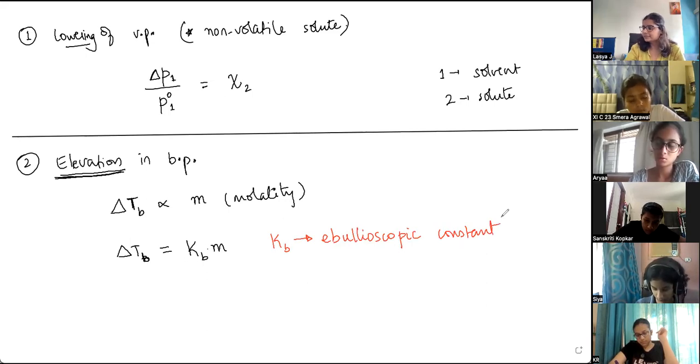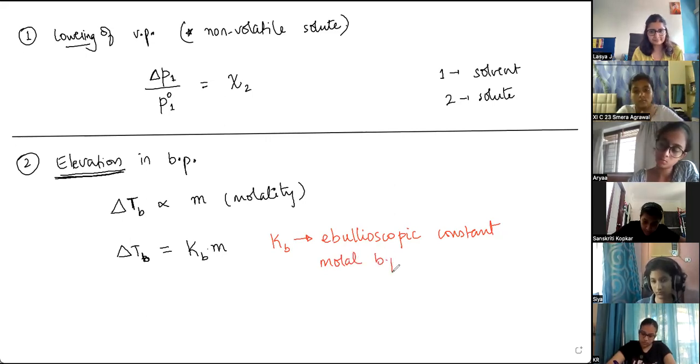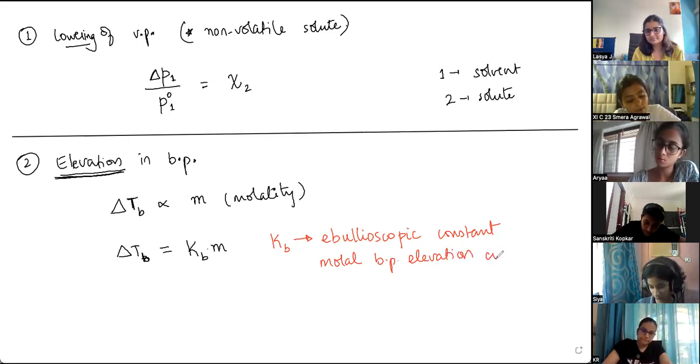The other names: molal elevation constant. Yes, molal boiling point elevation constant. Yeah, these are the two names. Basically, the constant that plays a part in elevating, increasing, the boiling point.